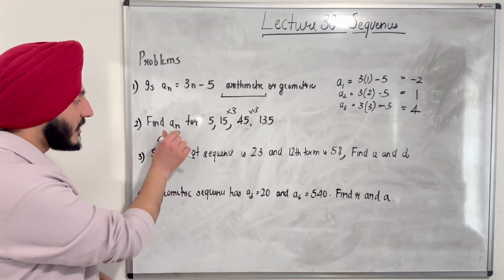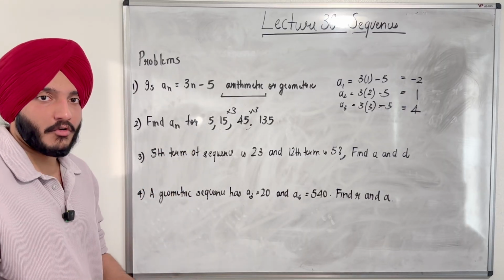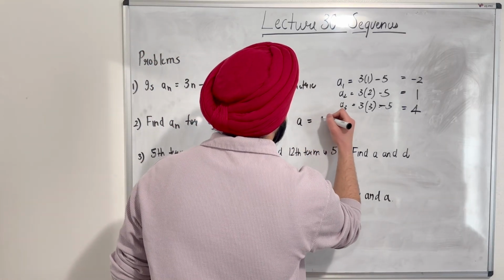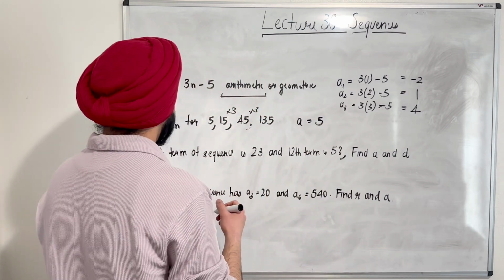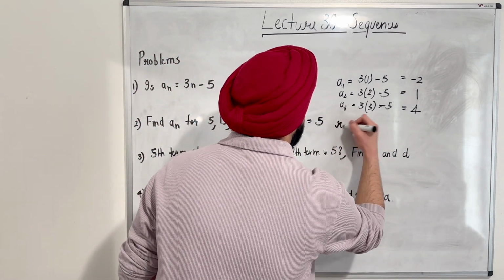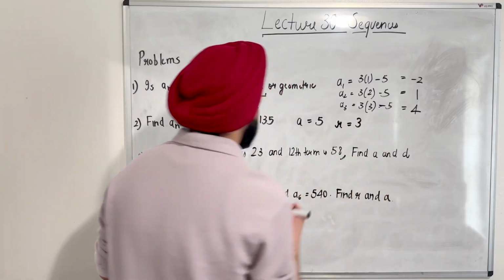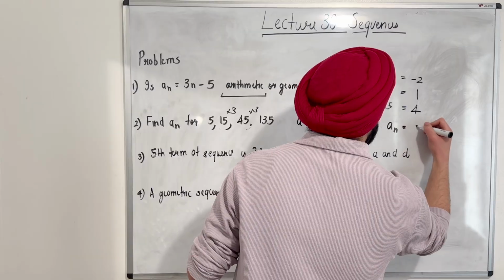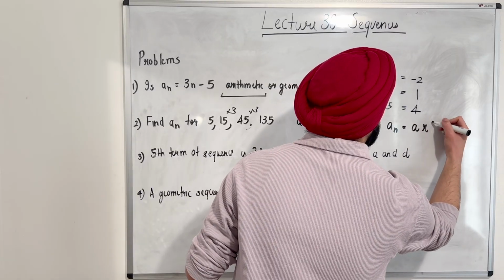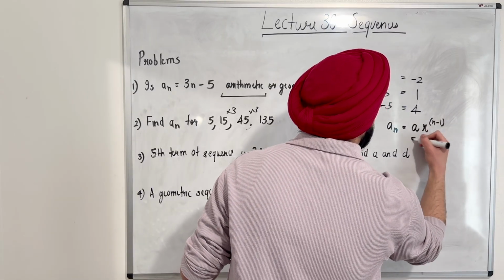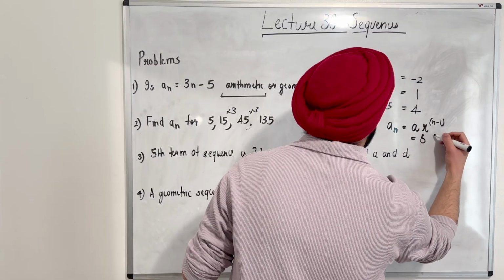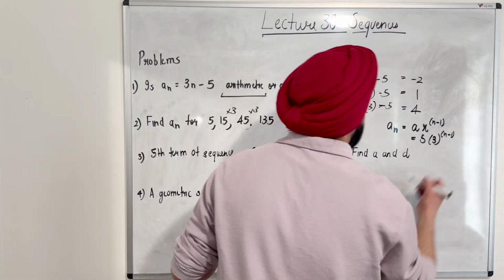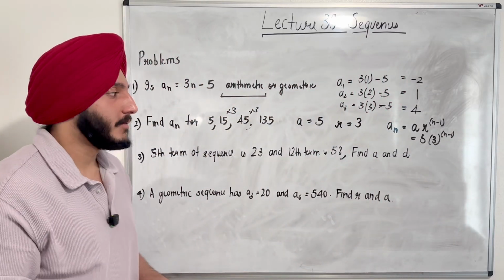But the question is asking for an. What is going to be the formula for this question? I already know the value a equals 5, and I know the value r is going to be 3 in this case. And an, if you remember, is usually a multiplied by r to the power of n minus 1. So it's going to be 5 times 3 to the power of n minus 1, right? I hope that makes sense.